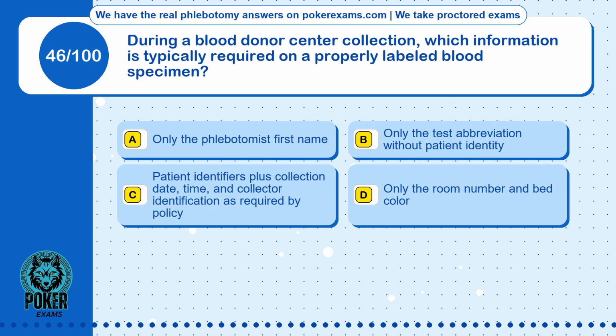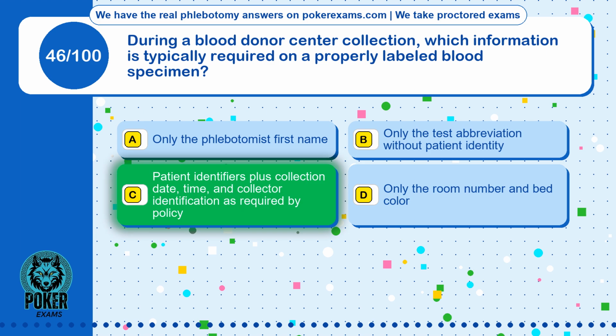Question 46. During a blood donor center collection, which information is typically required on a properly labeled blood specimen? Option A: only the phlebotomist first name. Option B: only the test abbreviation without patient identity. Option C: patient identifiers plus collection date, time, and collector identification as required by policy. Option D: only the room number and bed color.